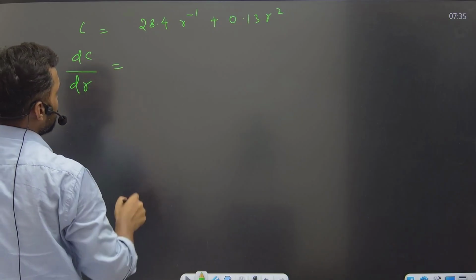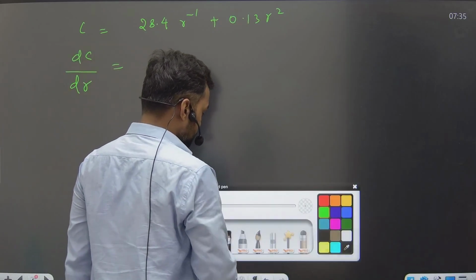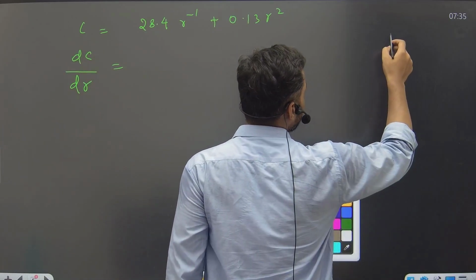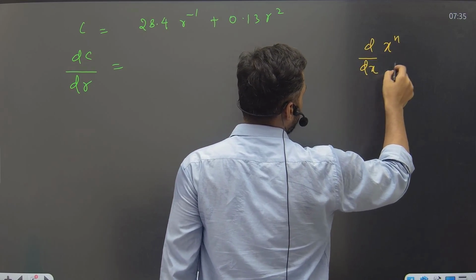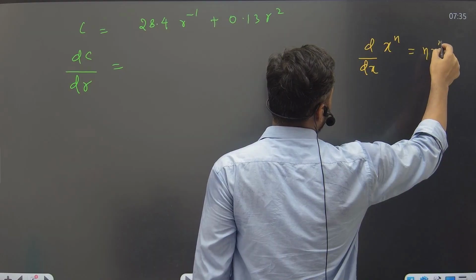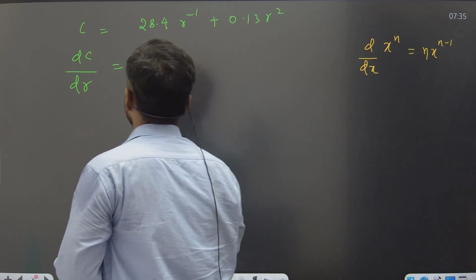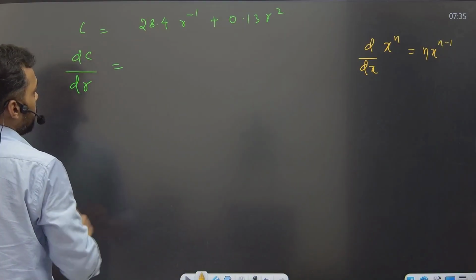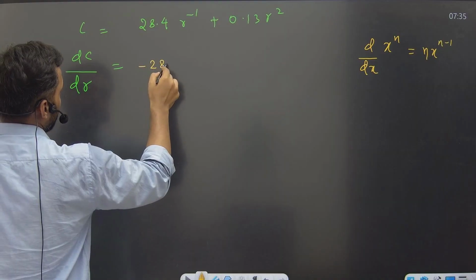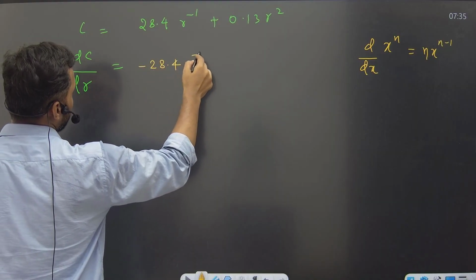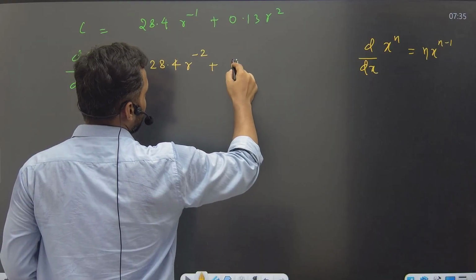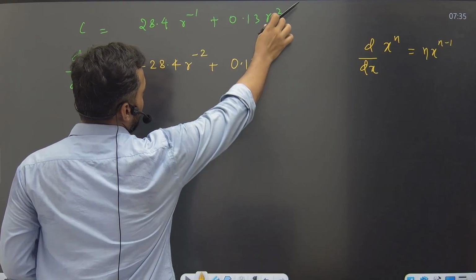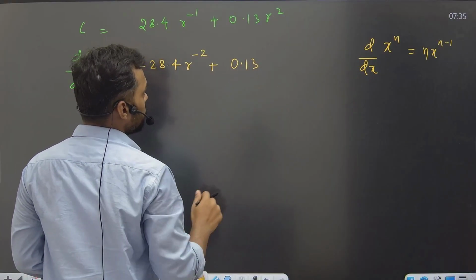According to the same formula which I have written there, differentiation of x^n will be given by n x^(n-1). So dC by dr will be negative 28.4 r raised to the power negative 2, plus, differentiating r squared, 2 times r.